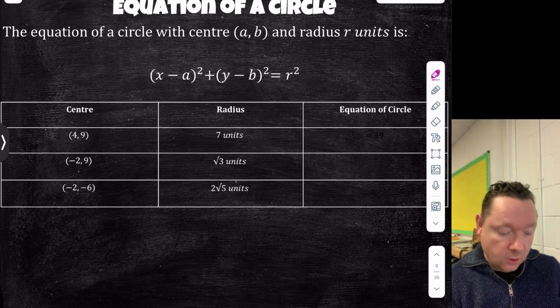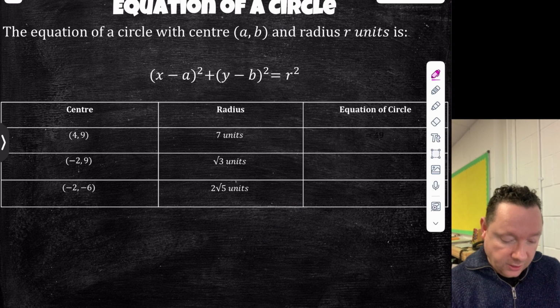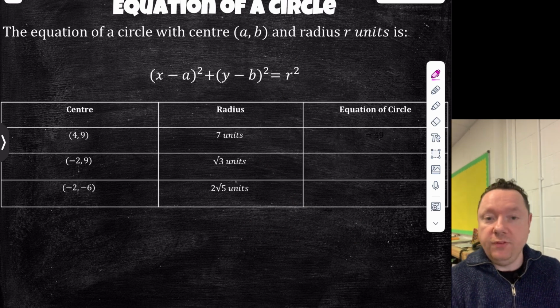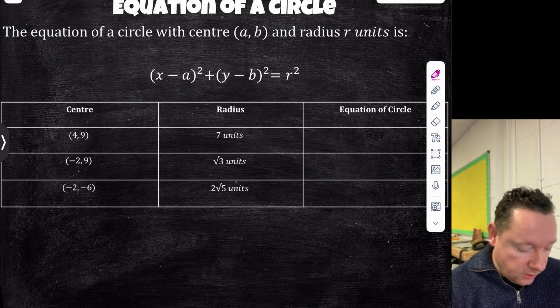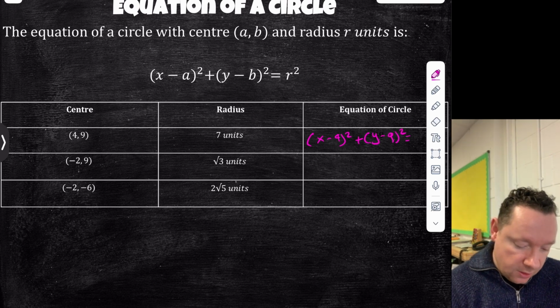Okay, let's work backwards. We're going to give you the centre and the radius, and you have to work out the equation of the circle. Have a look, see if you can do it. Okay, the first one, centre's 4, 9, so I just write x minus 4 squared plus y minus 9 squared, and that equals the radius squared, 7 sevens, 49.